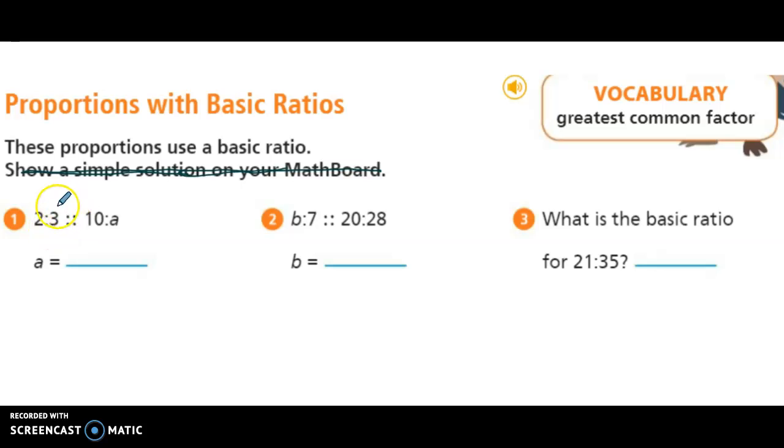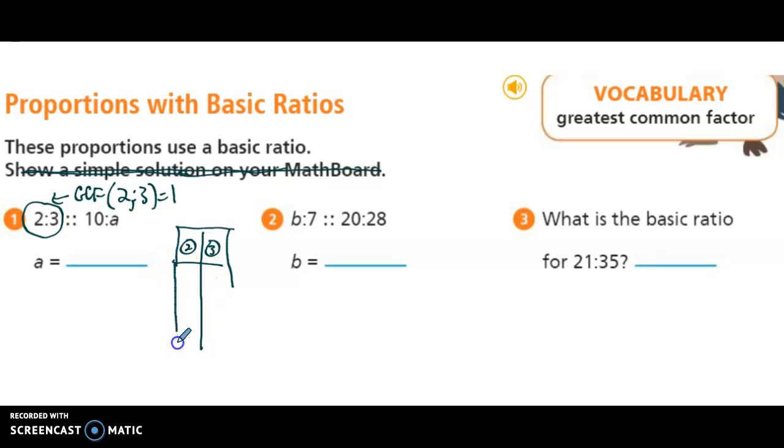This really doesn't mean anything. It just tells you that one of your 2 ratios will be the basic ratio in the proportion, because if you look at it, the greatest common factor of this ratio right here, 2 and 3, is 1. Therefore, that's the basic ratio. If we were to build a table, this would be our first row. This would be the rate for all the other rates in that table.